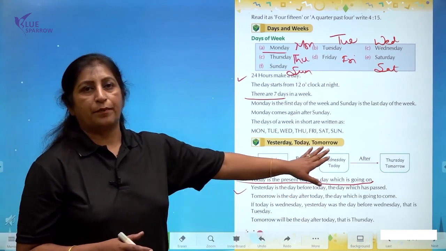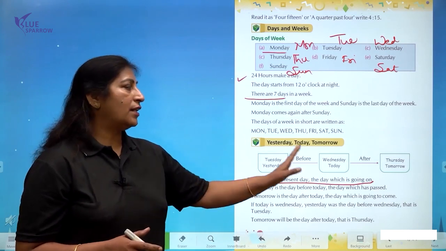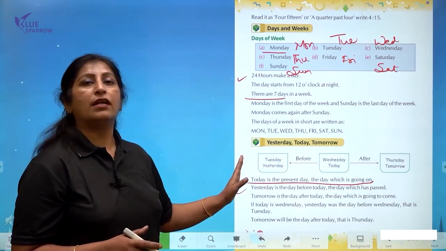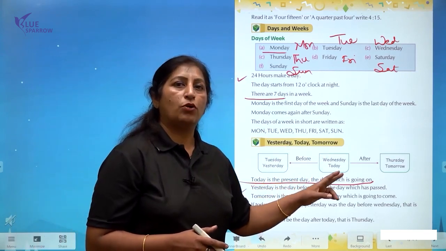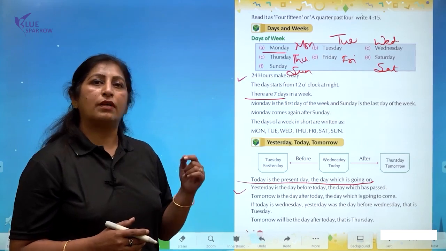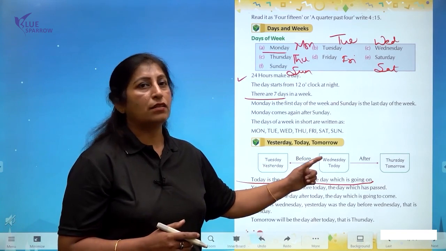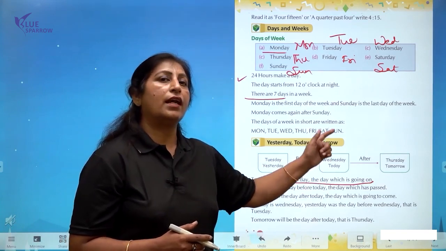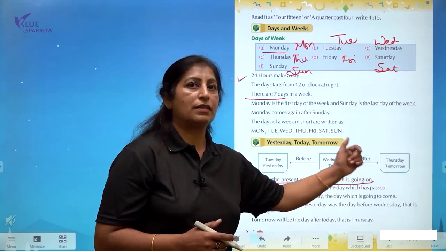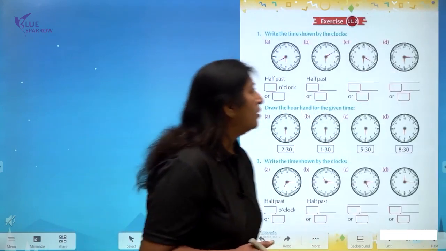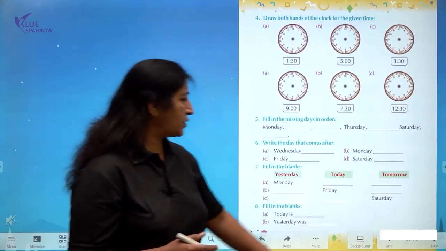Suppose today is Wednesday. The day before today was yesterday, and the day before Wednesday was Tuesday. And if we want to tell the day tomorrow, that is, the day that comes after today, and today is Wednesday, then the day that comes after Wednesday would be Thursday. That is, tomorrow would be Thursday. Now do these exercises to reinforce the concept.